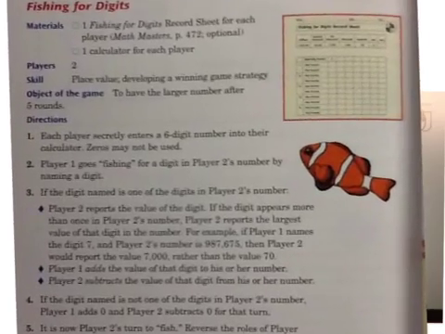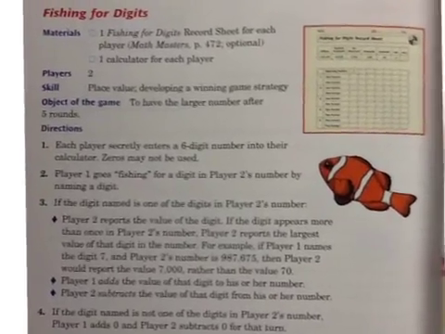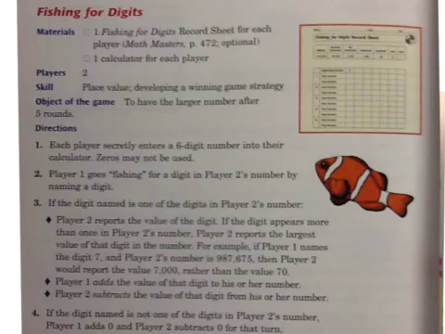The materials you need for this game, follow along up on the board, is one calculator for each player, the Fishing for Digits record sheet for each player. It's a 2-player game, and the skill you're working on is place value. And you should be developing a winning game strategy. Your goal is to have the largest number after 5 rounds.